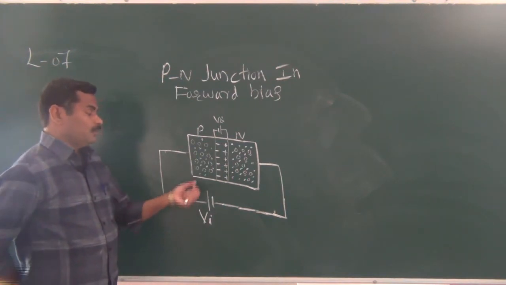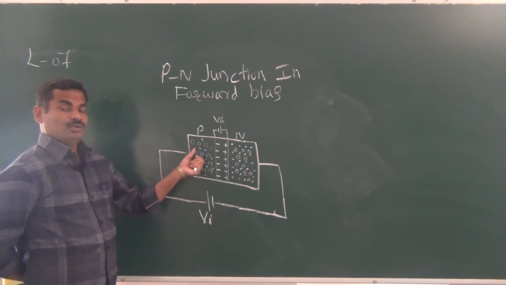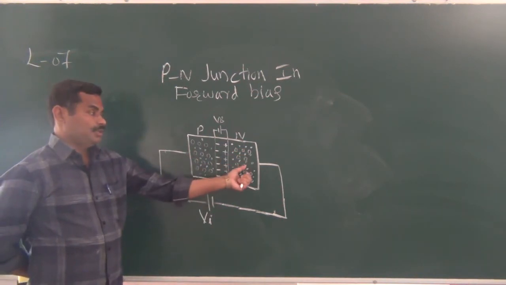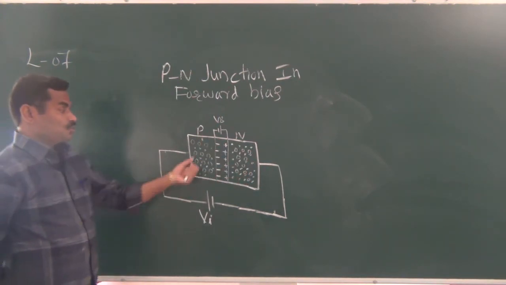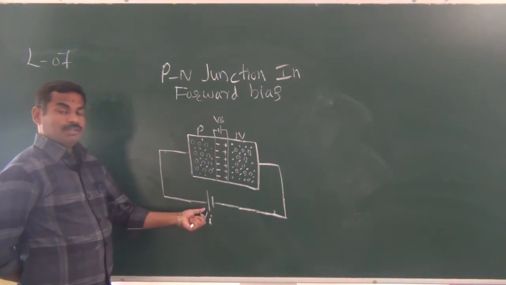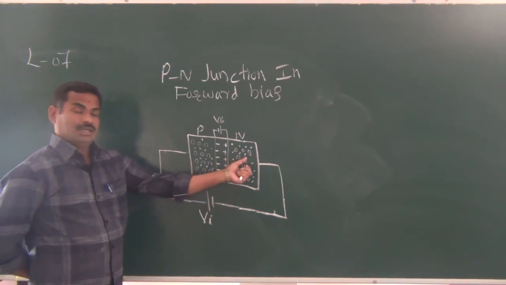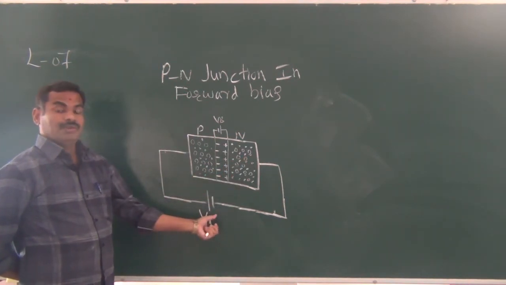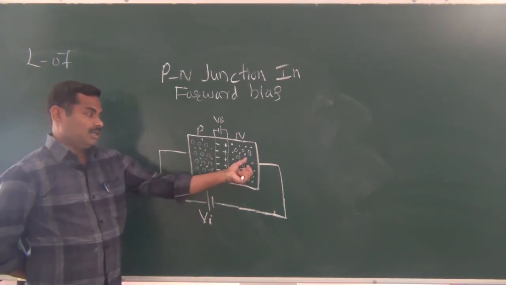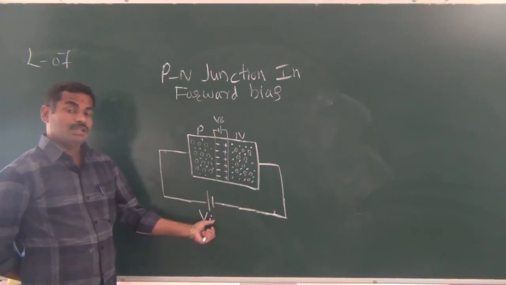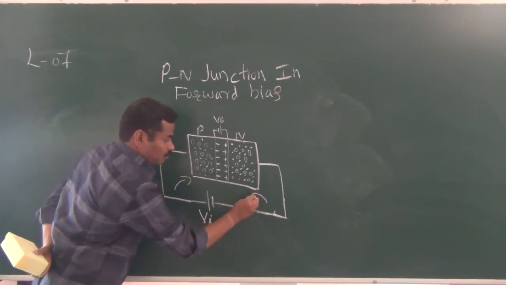Second step. In the P-type, the holes are the majority carriers, and as you know, holes have positive charge. And in the N-type semiconductor, electrons are the majority carriers, they have a negative charge. Actually, here what happens? The holes will be repelled by the positive battery, and the electrons will be repelled by the negative battery. No doubt, the holes and electrons will move towards the junction.